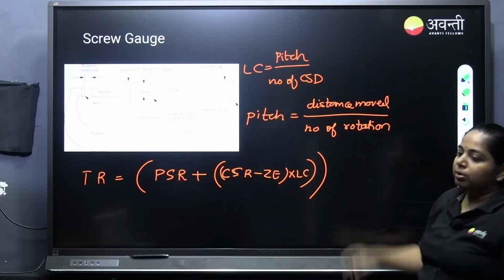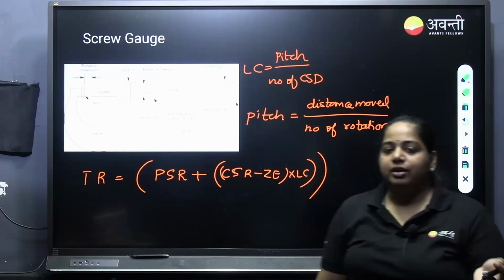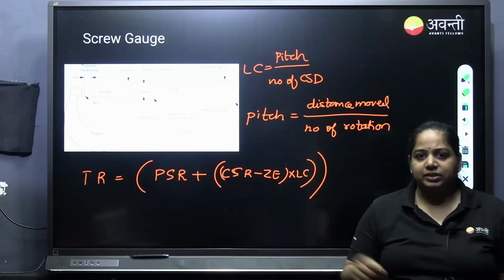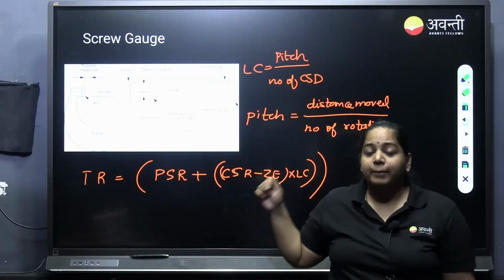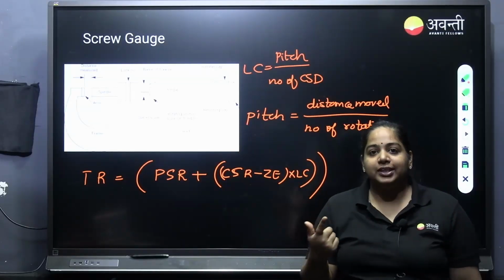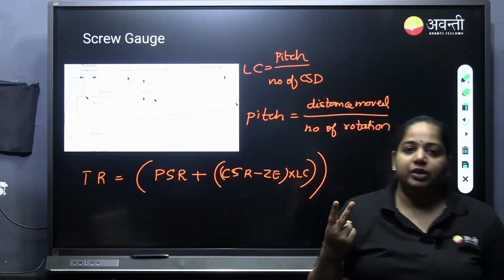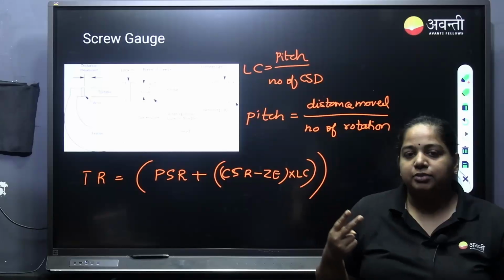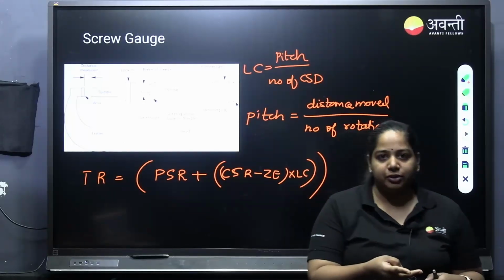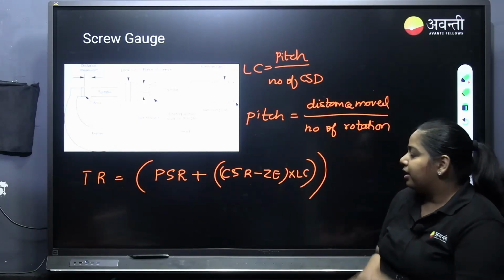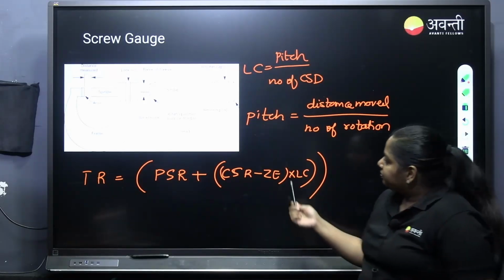But now the problem is how to find 0 error. In vernier scale I told you it is not a problem, they will directly give it in the question, you just substitute the value. But in a screw gauge there is positive 0 error and negative 0 error. Maybe you got confused when you were doing the practicals, because you have to add the negative 0 error and subtract the positive 0 error. Don't worry about all that.